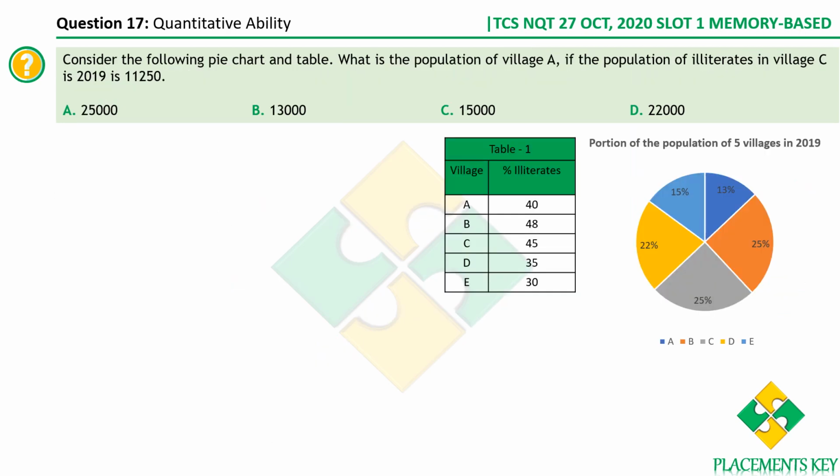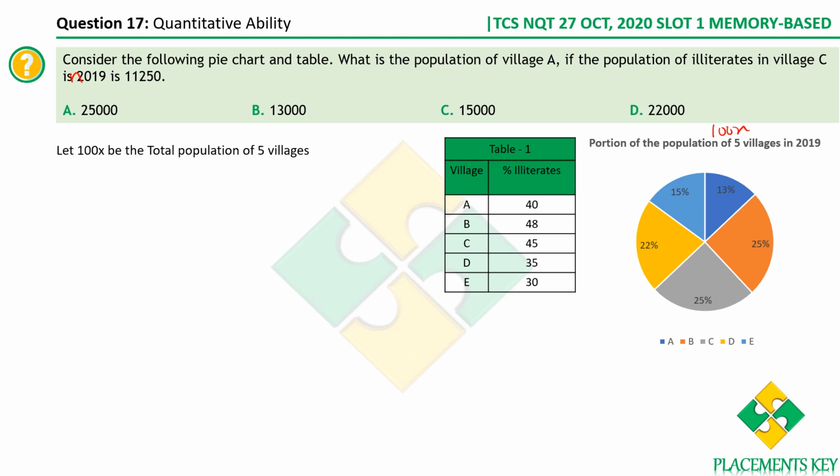Okay, consider the following pie chart and table. What is the population of village A if the population of illiterates in village C in 2019 is 11,250? Fine. See, this is the portion of the population of 5 villages. Let's assume that 100x is the total population of all the 5 villages put together. So this is the percentage of the population of the 5 villages individually.